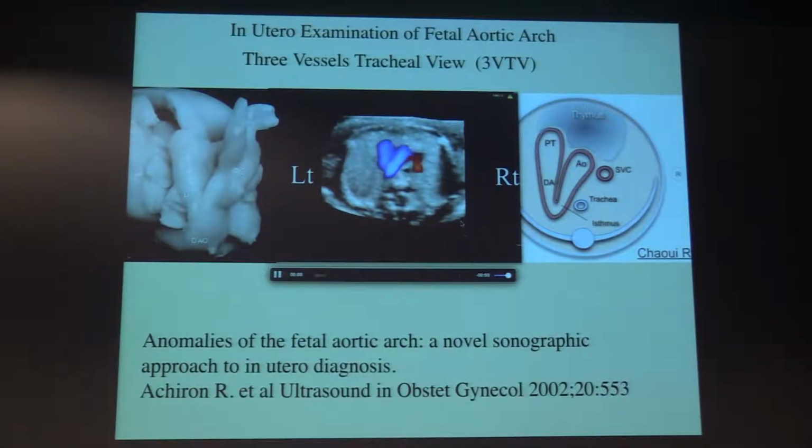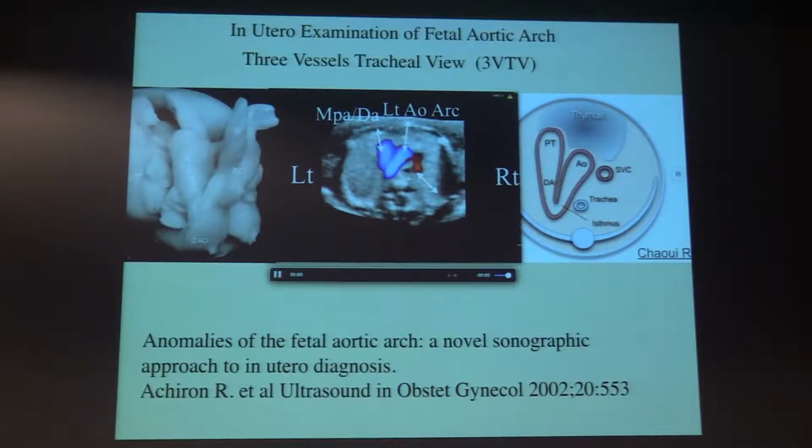The basic knowledge of the arches was already published by our group in 2002. It's what we call the three-vessel tracheal view, together with Simcha. And just to show you, it's a transverse section of the heart just above the four-chamber view. We go up.